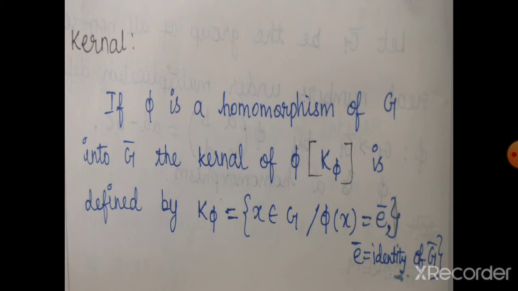Here listen, phi is from G to G bar. x belongs to G. We have to take the elements from G such that the mapping phi of x is equal to E bar, where E bar is the identity element of G bar. So the identity element of G bar is denoted by E bar. So this is the definition of kernel.